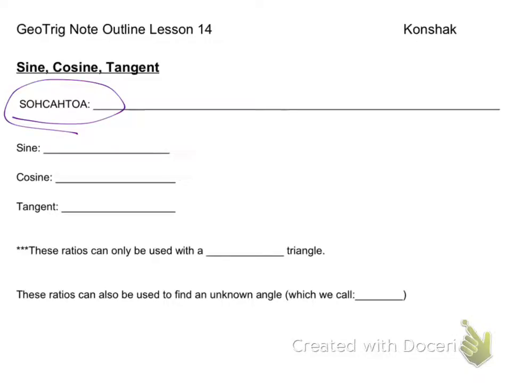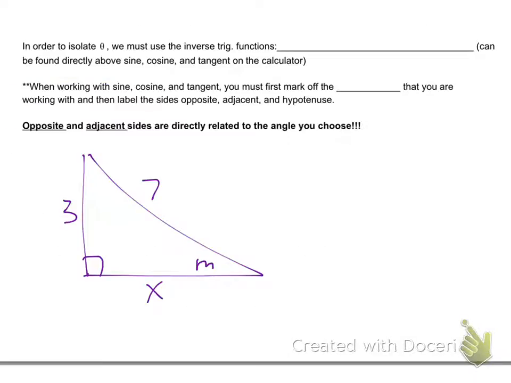Kind of a quick review. And then, in order to get theta by itself, we can take the inverse trig functions. Inverse sine, inverse cosine, inverse tangent. You guys remember talking about that? Which are basically underneath your second function of sine, cosine, and tangent on your calculator. And when you're working with sine, cosine, and tangent, you must first mark off the angle that you are working with, and so therefore you can label your sides. And we went over that.